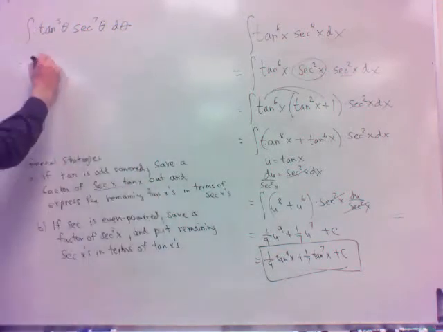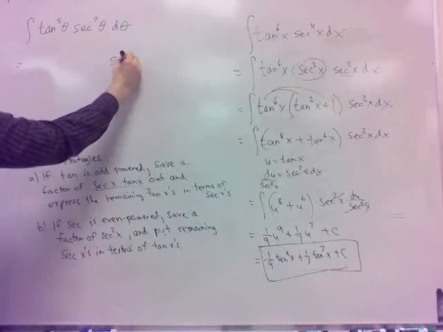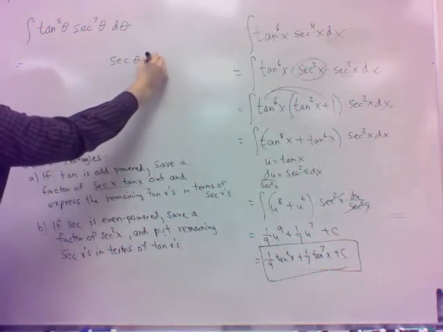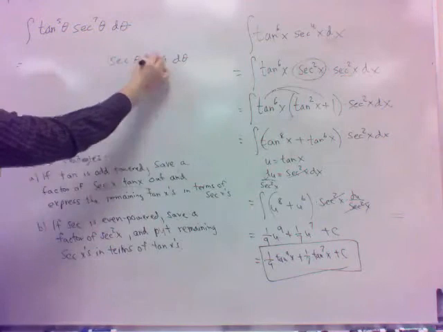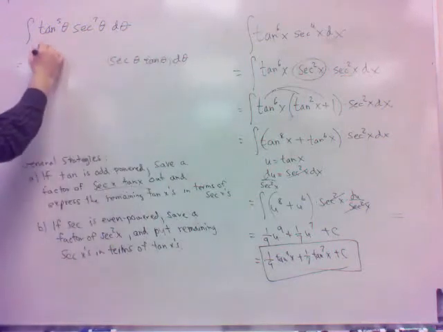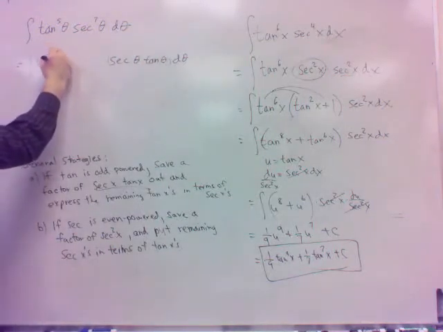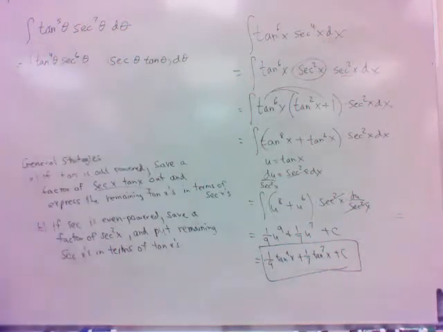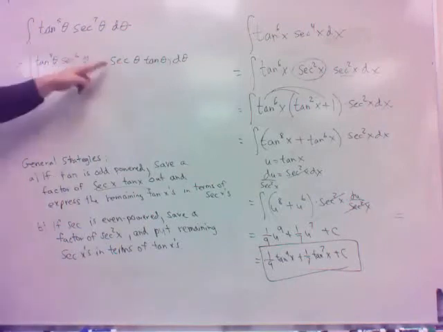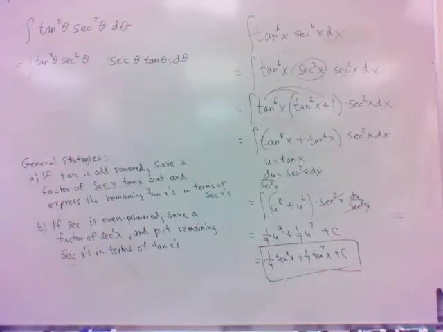So I'm going to pull out a secant theta, tangent theta, d theta. I'm going to save those out. So what does that leave me over here? That would be tangent to the 4th theta, secant to the 6th theta. With me? I'm saving out the secant theta, tangent theta, pulling that out of these two. And you'll see why here in a second.